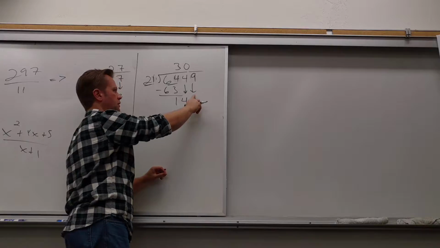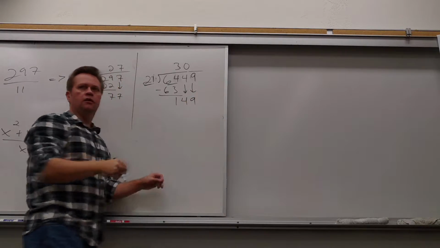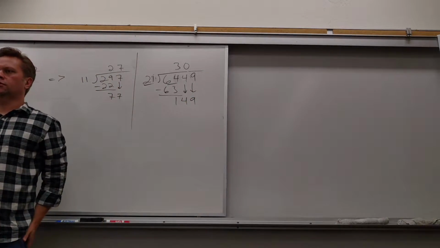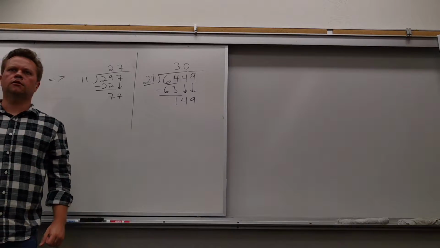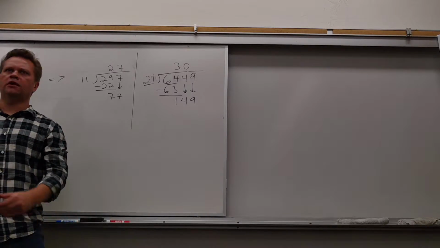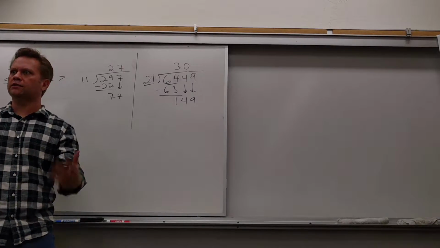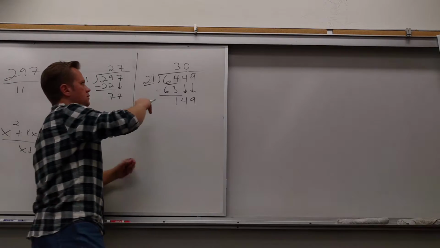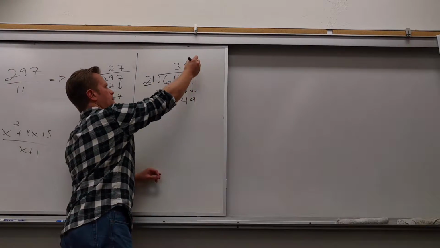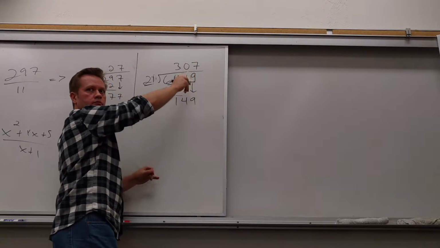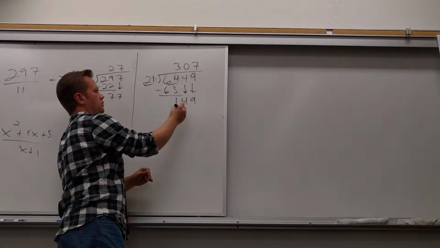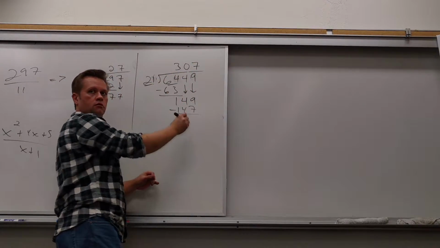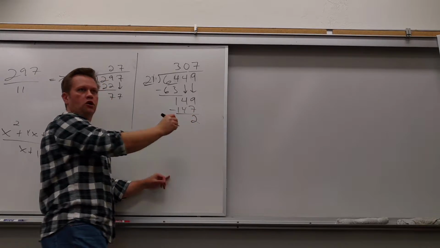Make that a 9 for me, is that alright? Or let me say it again. Make that a 9 for me. You guys kind of understand what's happening here? I made a random number and it just happened to go in evenly. That's insane. The chances of that are very low. So it's still 7, right? 7 times 21 is 147. So there's 2 left over.